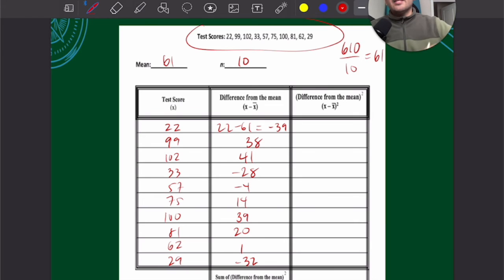And now the next column. This is why I keep saying that it's time consuming, but honestly, it helps when we find the standard deviation. You're going to take the values from the second column, and now you're going to square them. And remember, if you're squaring them, for example, for the first one, negative 39 times negative 39, our answer always has to be positive. All right. There you go.